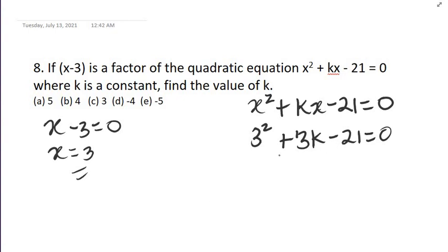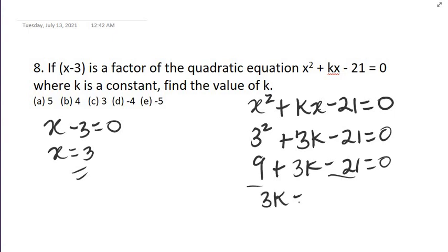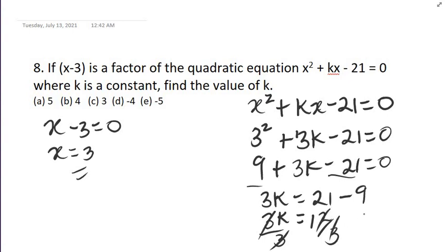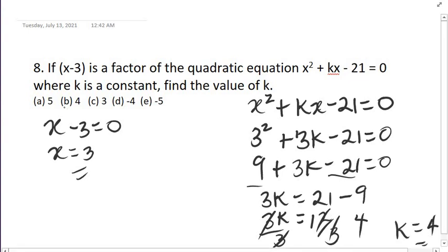Okay, now 3 squared is 9. 9 plus 3k minus 21 equals 0. So I'll move this term to the right hand side so that 3k can stand alone. 3k standing alone. As minus 21 crosses to the right hand side, it changes to plus 21. 9 is a positive number. As it crosses to the right hand side to meet 21, it changes to minus 9. So 3k equals 21 minus 9, what will it give us? 12. To get k, divide both sides by 3. 3 cancels 3. 12 divided by 3 will give me 4. So k equals 4. The right answer is B.